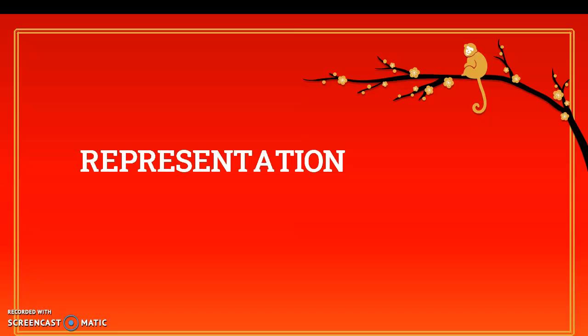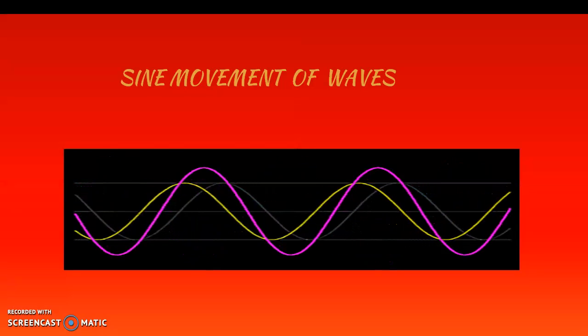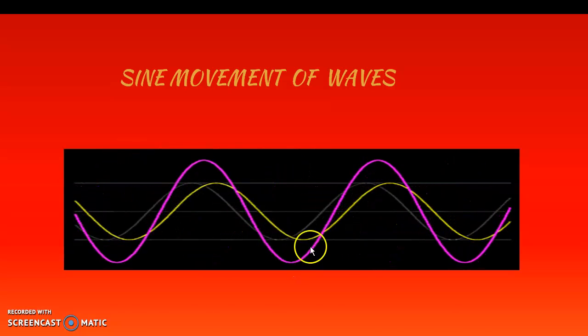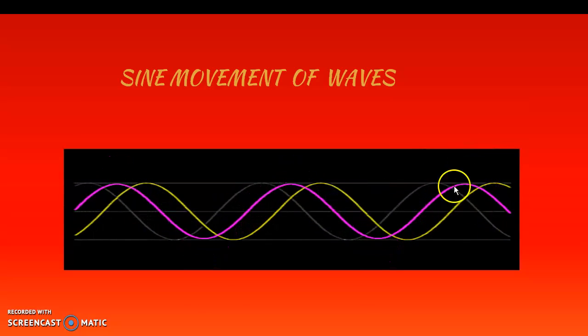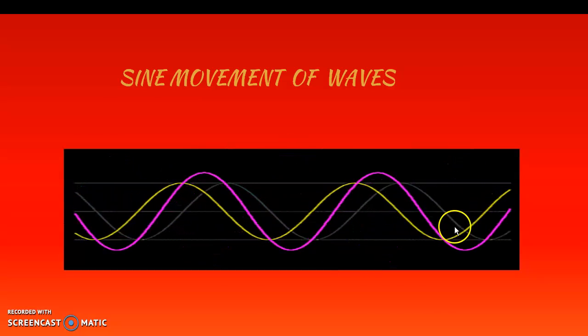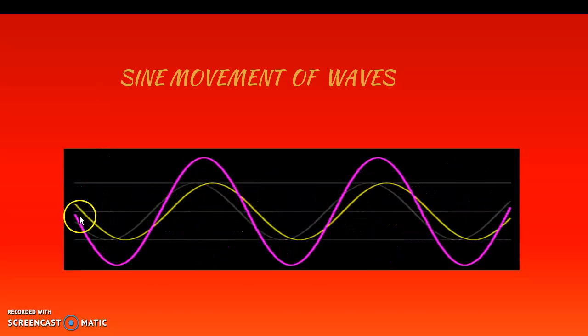Let us look at the representation of waves, how a wave can be represented. The wave, like I told you before, carries energy and transmits this energy from one point to another point. The wave moves in a sinusoidal manner. As you can see, this is how a wave moves, moving like a sine, as we have in a sine graph. That's why I said it moves in a sinusoidal manner. So this is how a wave carries energy from one point to another.